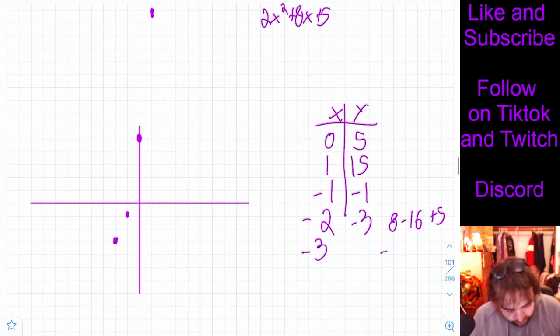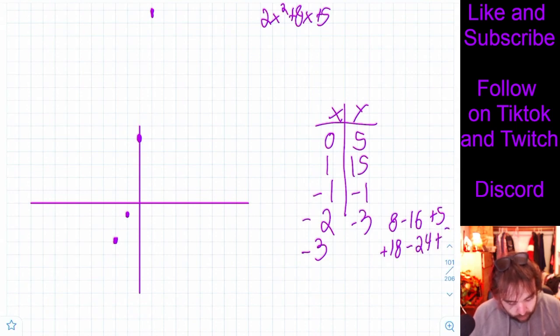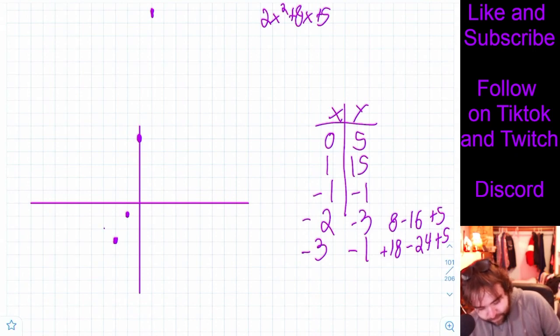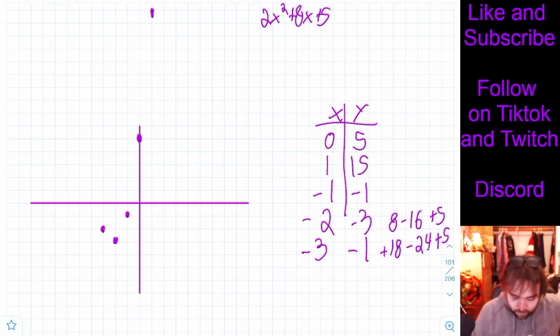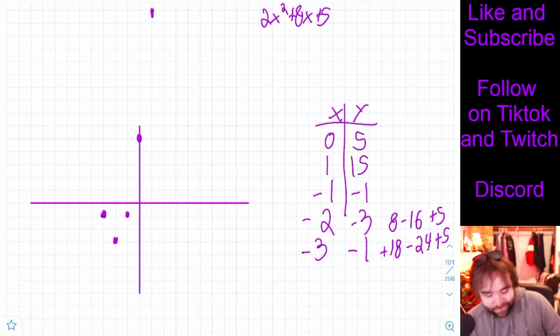At -3, it's positive 18 minus 24 plus 5. So let's see. 18 minus 24 is -6, plus 5 is -1. So it's back up at -1. I did that wrong. Back up at -1.